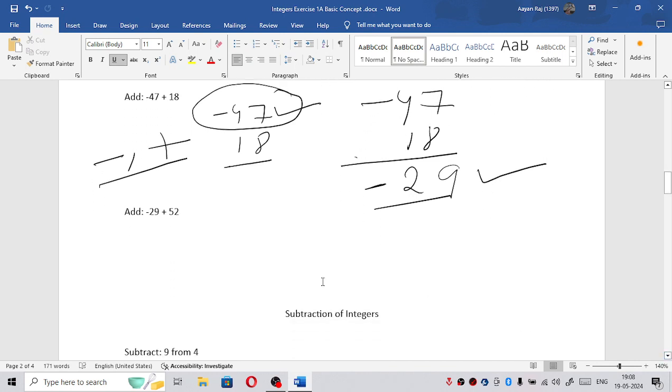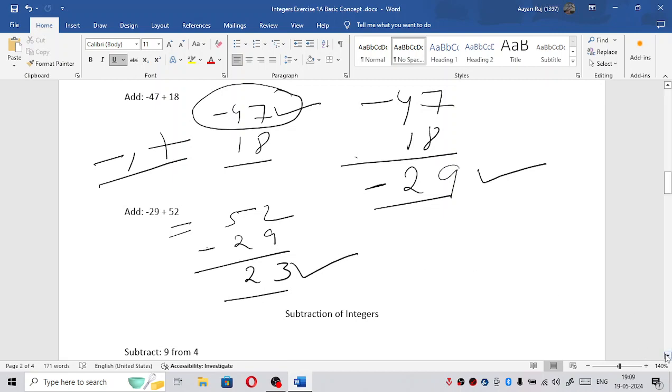Okay, move to the next question. You have minus 29 and 52. Again you see one is positive and one is negative, and in this case you have to subtract. Put the bigger number on top and 29 down, and subtract. Here you have 12 minus 9 is 3, and then 4 minus 2 is 2. But what sign do you have to give in integers? The bigger one. So it is positive. So 23 is your answer.